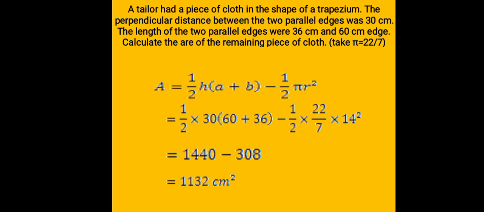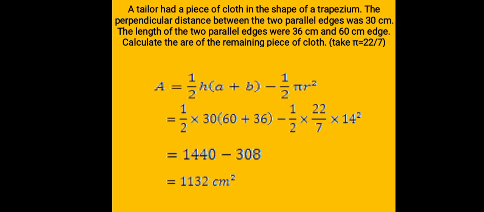Now, I made a mistake jotting that question, but understand it like this. The tailor had a trapezium, and out of that trapezium, he cut out a circle of radius 14. Having cut a circle from that trapezium, what area was remaining of the cloth?